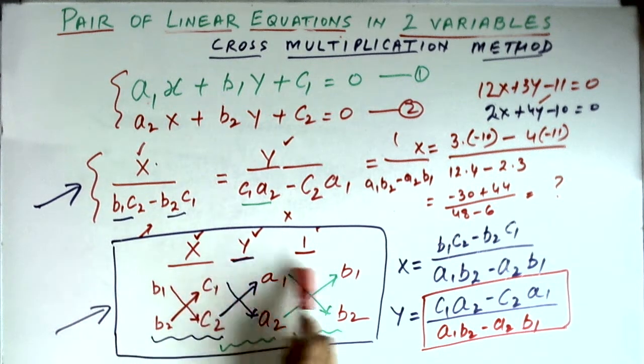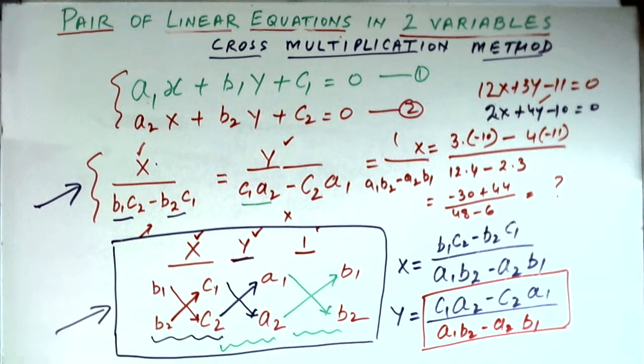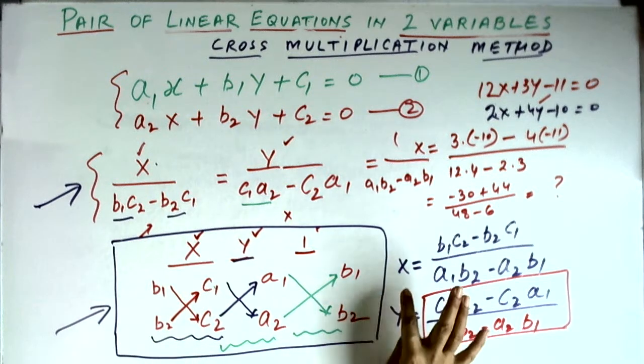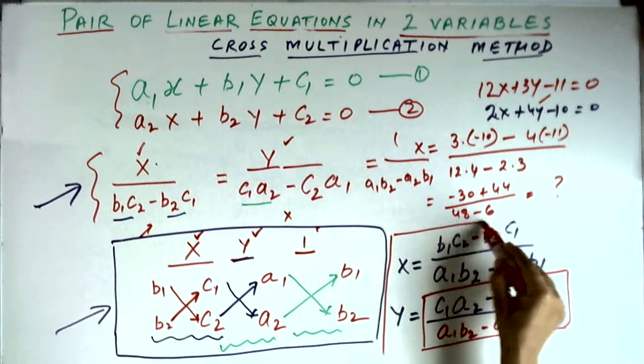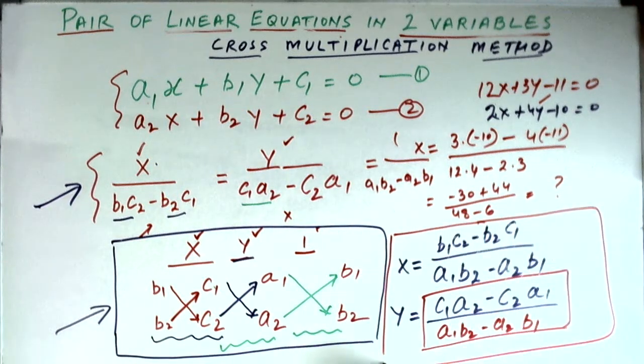To remember, we can just see that this is how the coefficients are written. And finally, the values of x and y are given by these two formulas. So basically, by multiplying the coefficients in a cross multiplication fashion, we can find the values of x and y for a given pair of linear equations. Thank you.